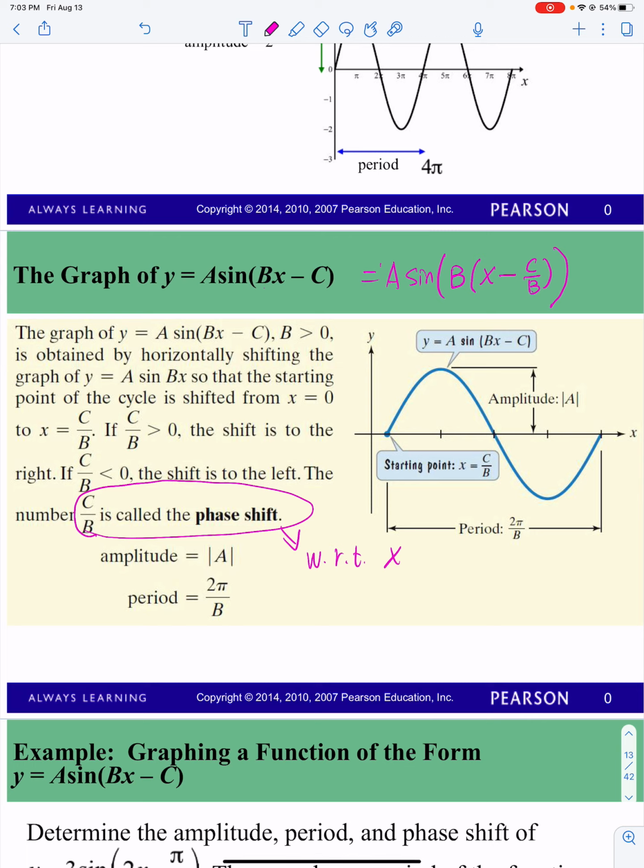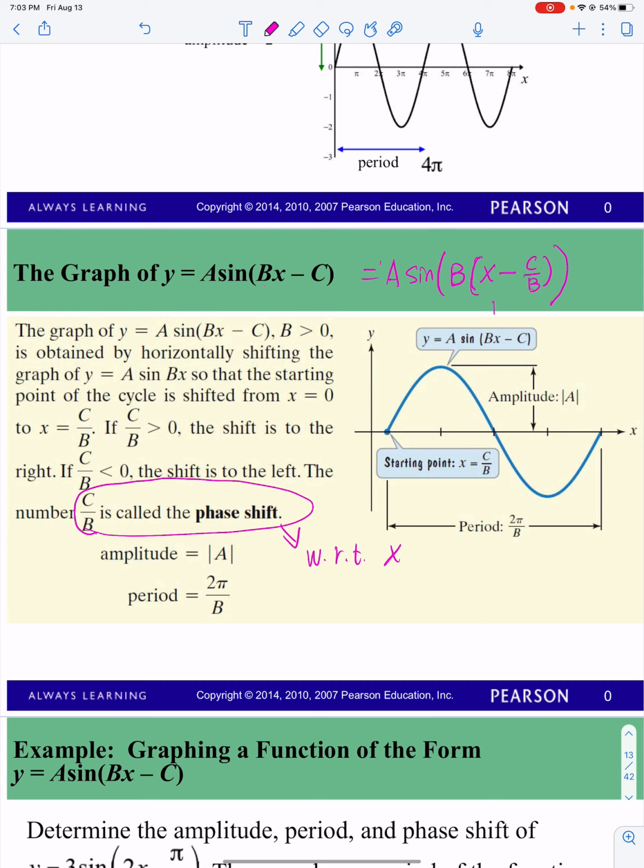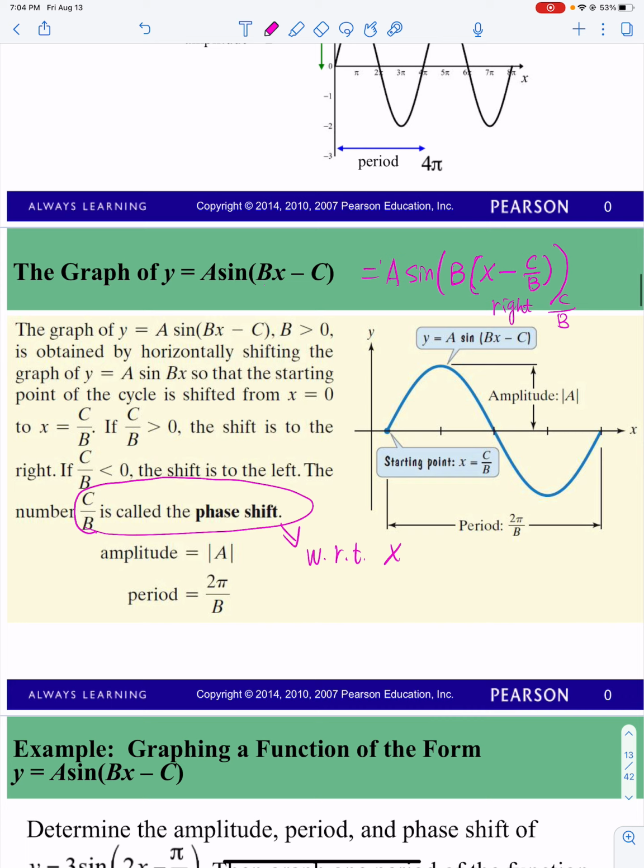So in college algebra, the shifts: x minus c over b means it goes to the right. And if it's x plus, that goes to the left. I typically always want to keep this number positive. If it's minus, it goes right; if it's plus, it goes left.